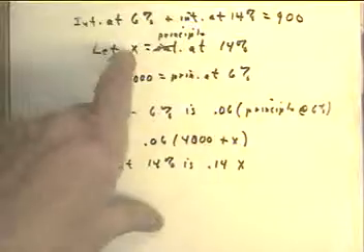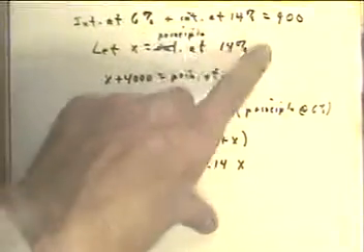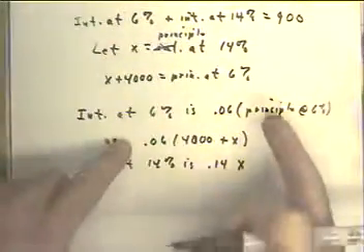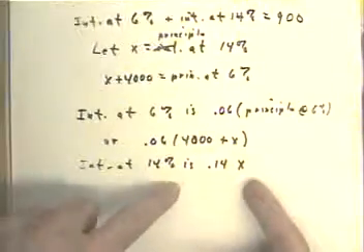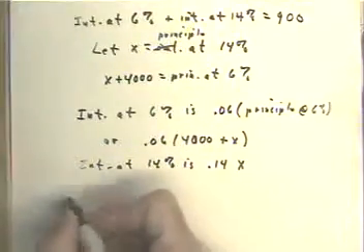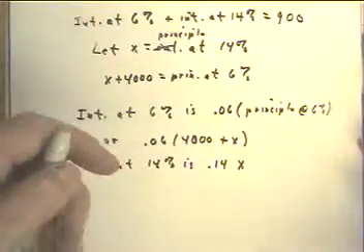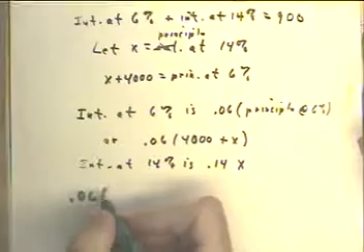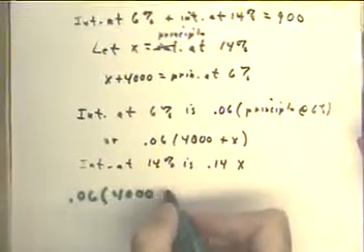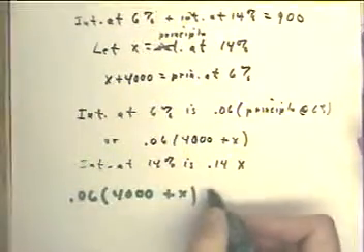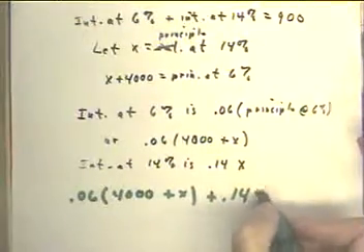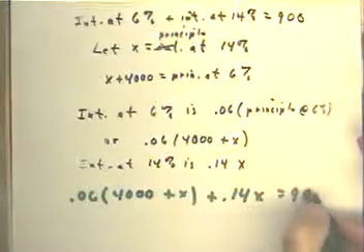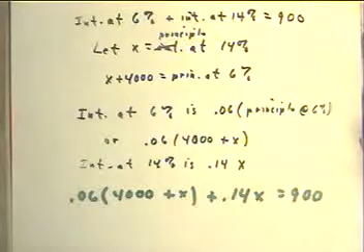Now, the interest at 6% plus the interest at 14% gives you the $900. We have expressions for the interest at 6% and the interest at 14%. So now we can say that our equation is 0.06 times (4,000 plus x) plus 0.14x equals 900. And now this becomes an easy equation to solve.